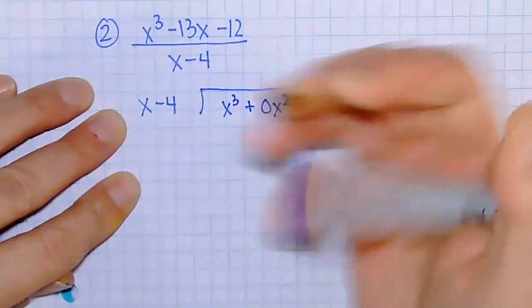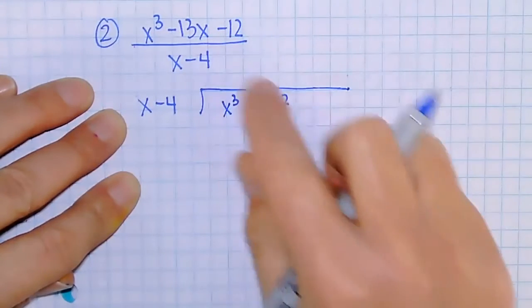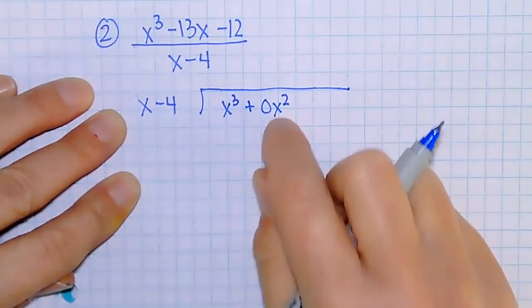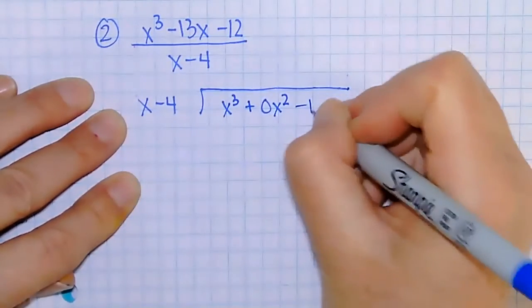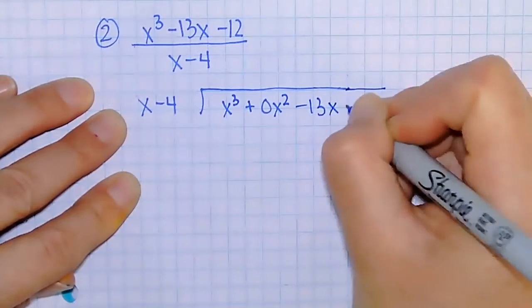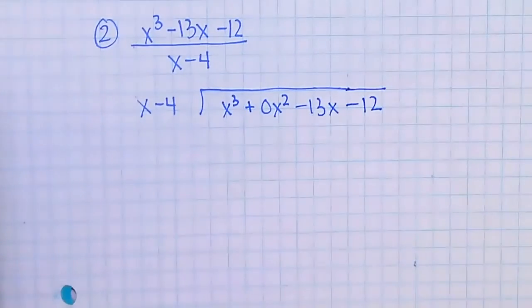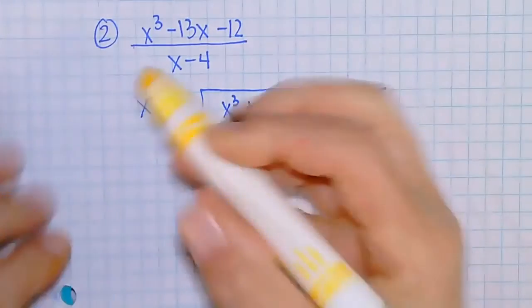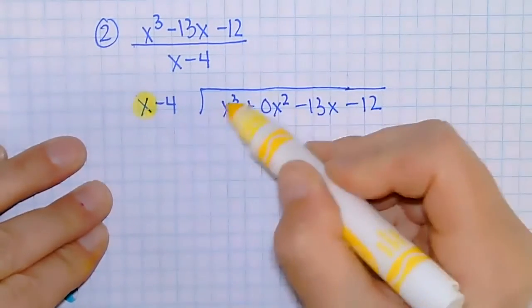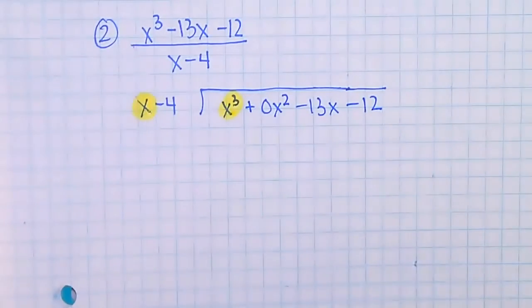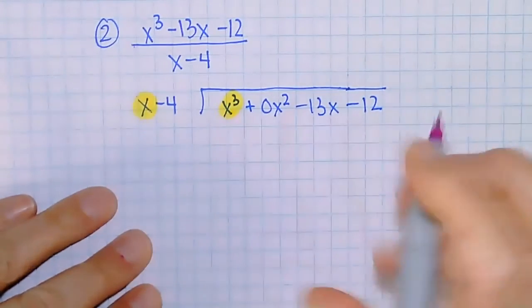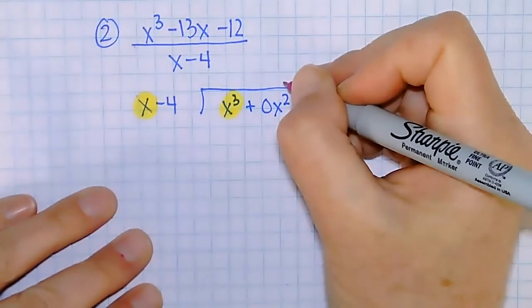Just always do a plus 0, and then whatever variable you're missing. Okay, so I'm missing the x squared. Minus 13x minus 12. And so now I'm focusing on my x and the x cubed. So x times what gets me x cubed? Well, that's going to be an x to the second.